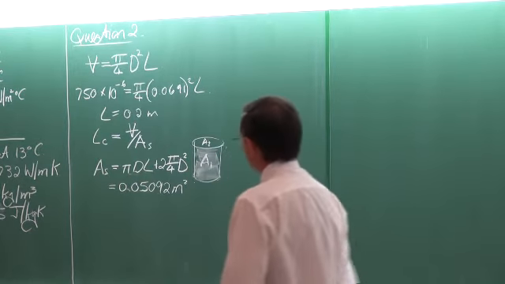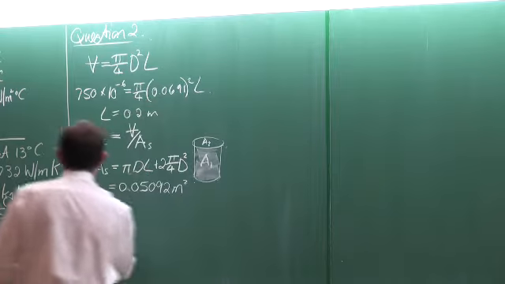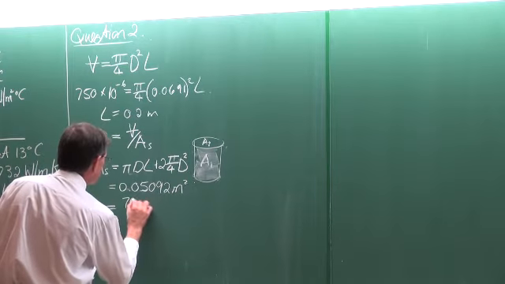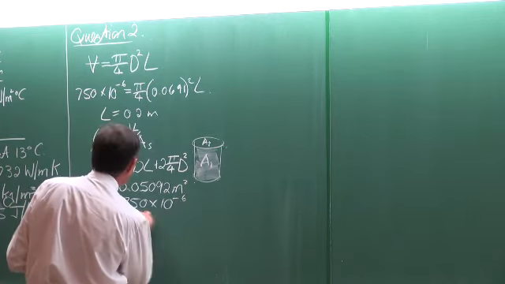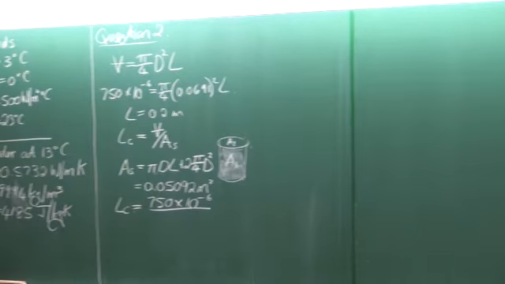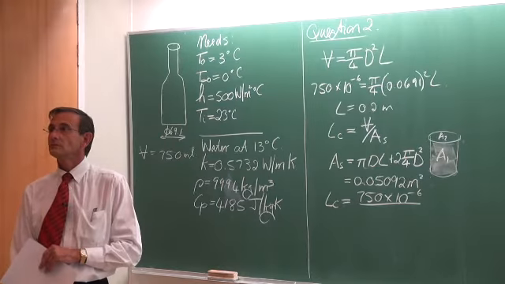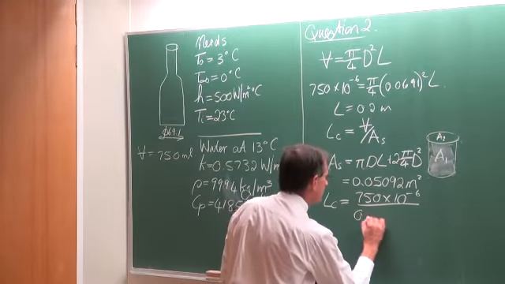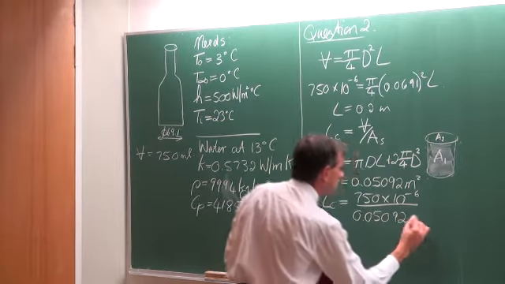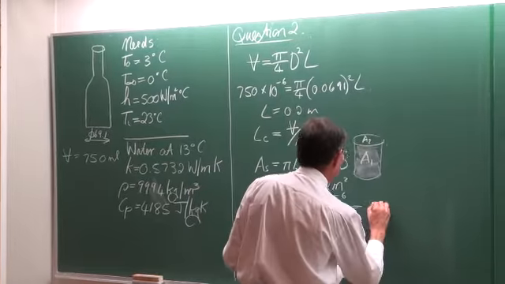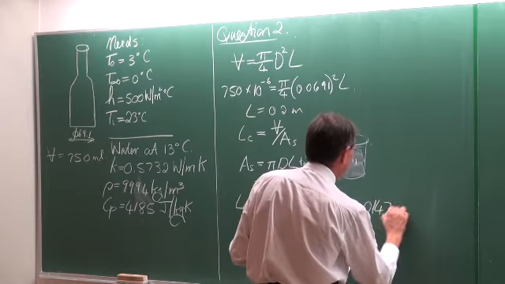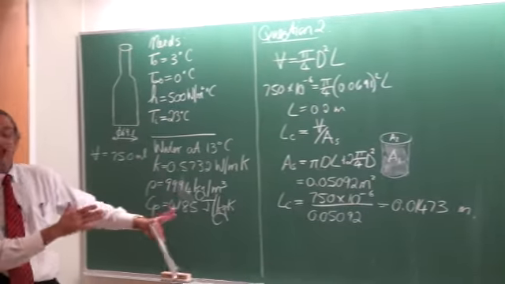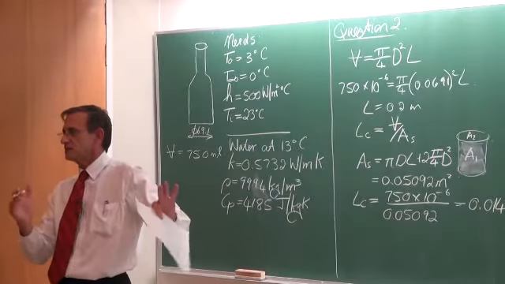Right, so now that we've got the surface area and the volume, we can calculate the characteristic length. The characteristic length is then 750 milliliters, 750 multiplied by 10 to the minus 6, divided by the surface area. Here's the surface area, 0.05092, and that gives a characteristic length of 0.01473 meters. Okay.